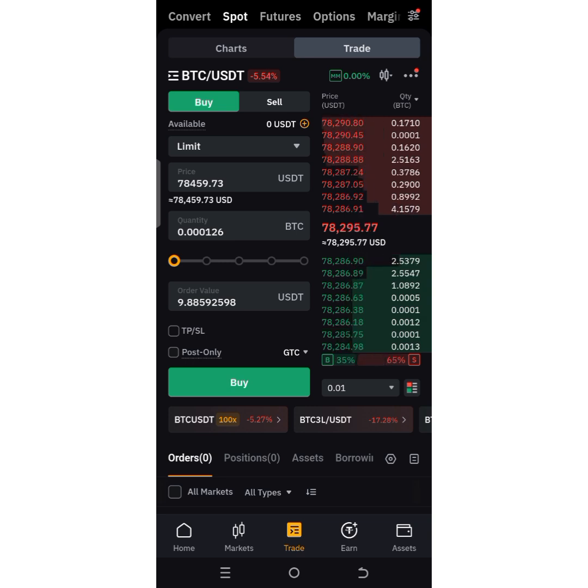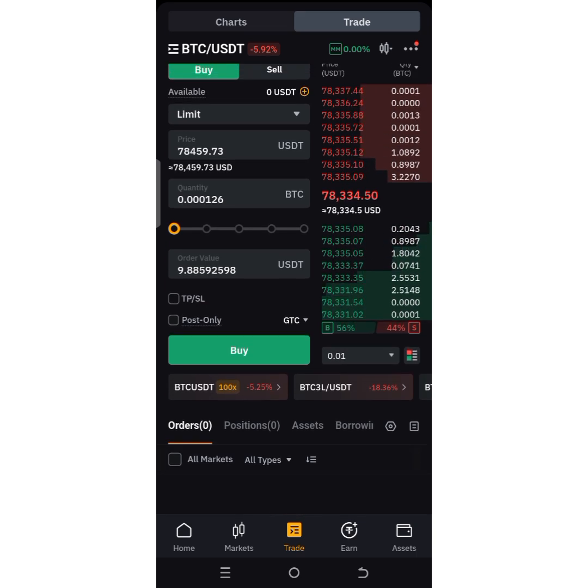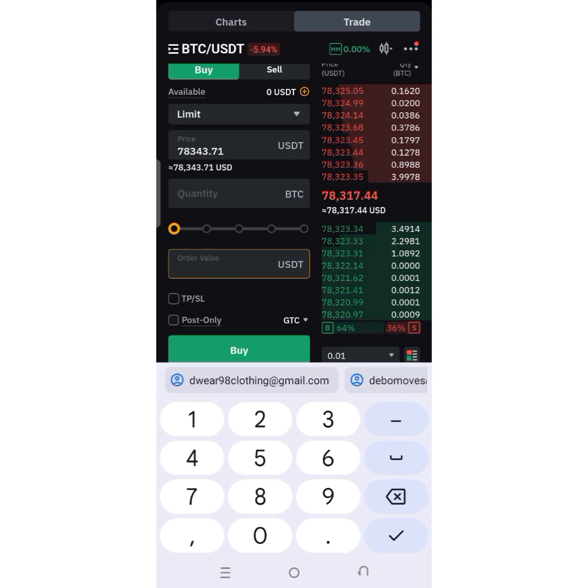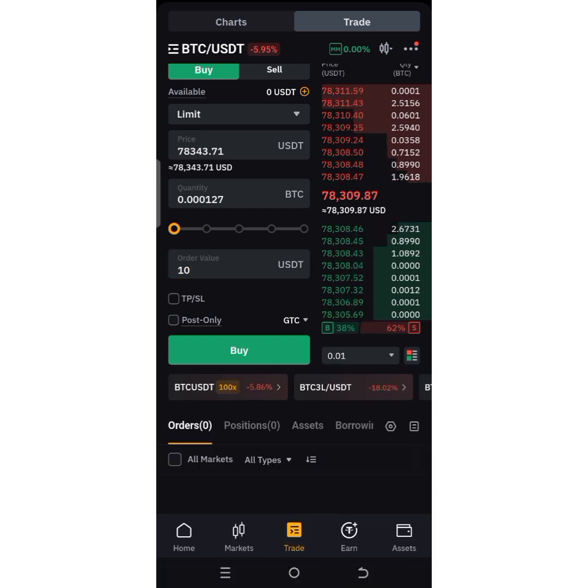So guys, Bitcoin is down minus 5.53%. The current price of Bitcoin is 78,331 US dollars. If you want to buy Bitcoin, make sure you have USDT. The green part on the spot trade is the queue. You can join the queue to buy Bitcoin. You click on it to join the queue. Make sure you have USDT. 10 USDT will buy 0.000127 Bitcoin.